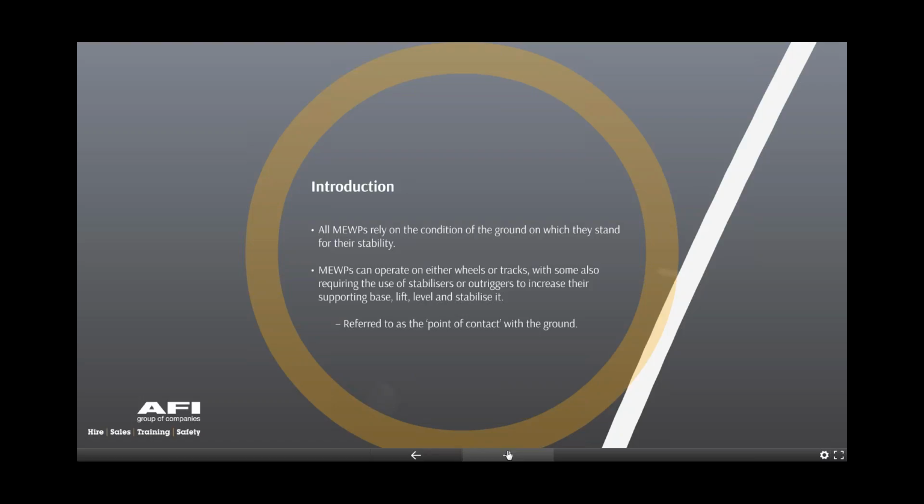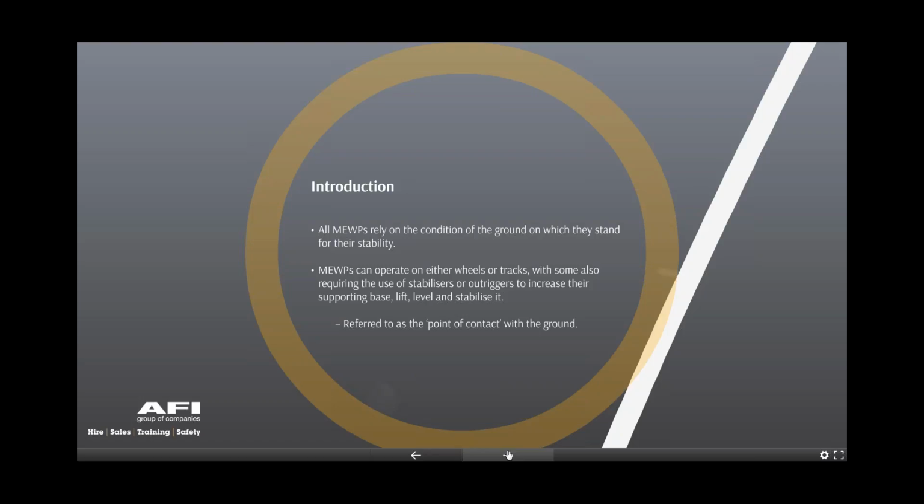So my quest on this ground conditions side of things started back in about 2006, 2007. I was involved, and still am involved, in the IPAF training committee. And at the time, I was involved in a working group to try and get people who were operating both truck and track mounted MEWPs to start using pads under the outriggers. Often they were sent out with them, but unfortunately the operator chose not to use them.